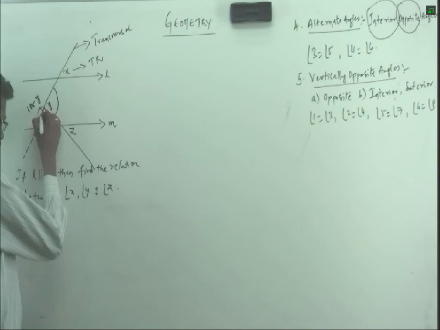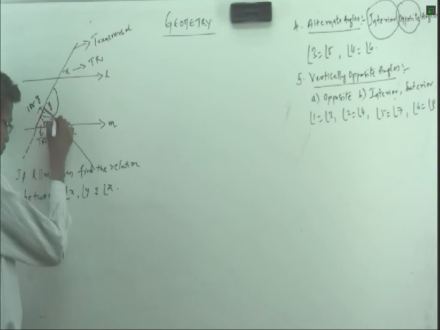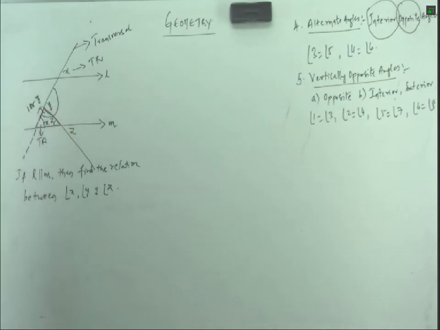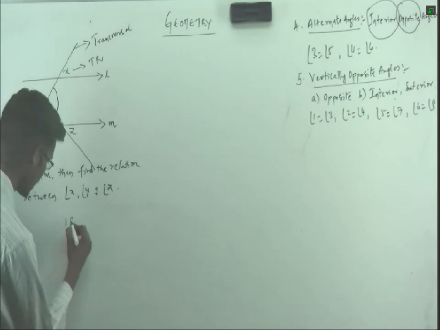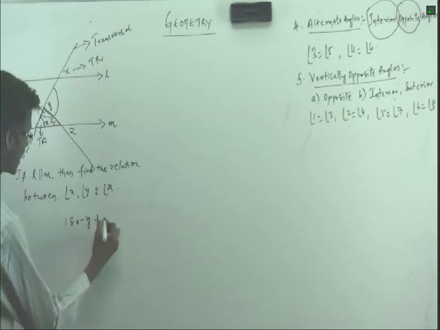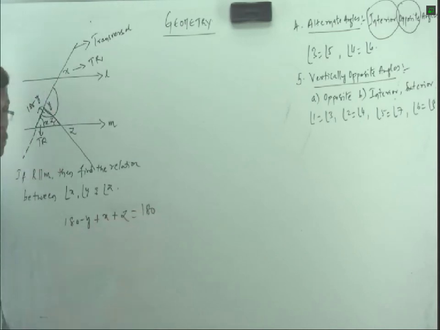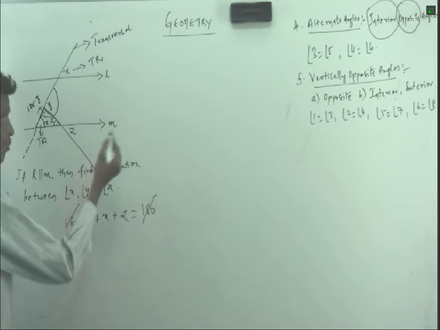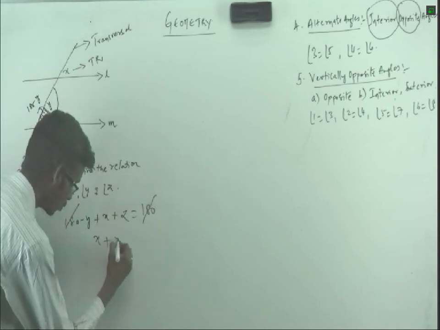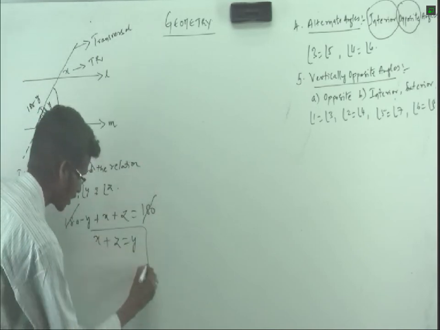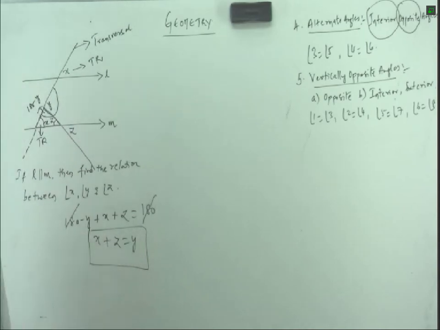Now if you observe this small triangle over here, in this triangle we got all three angles, and the sum of the three angles in a triangle is always 180. So the first angle is 180 minus Y, the second angle is X, the third angle is Z. The sum of these three angles should be equal to 180. 180 and 180 will get cancelled on both sides. Take minus Y to the other side. This will give you X plus Z is equal to Y, which is the required relationship between the three angles.